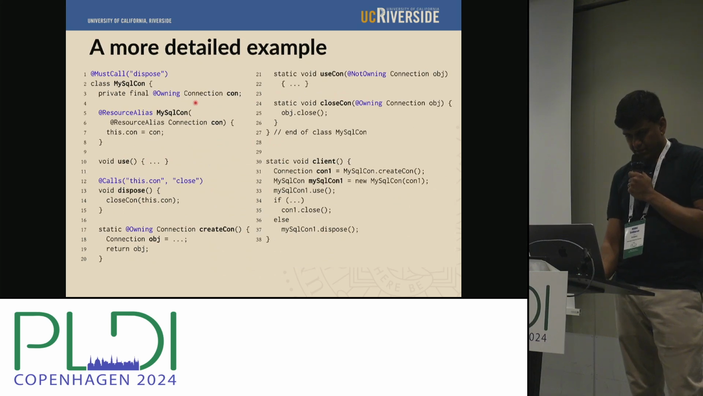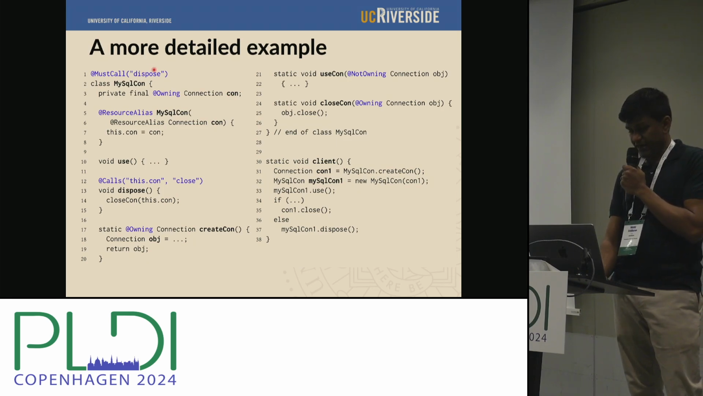So here, this is the owning field. The method that always needs to be called is close. So we need to check that this dispose method is always going to invoke close on the field. And so that rule is satisfied in this case.